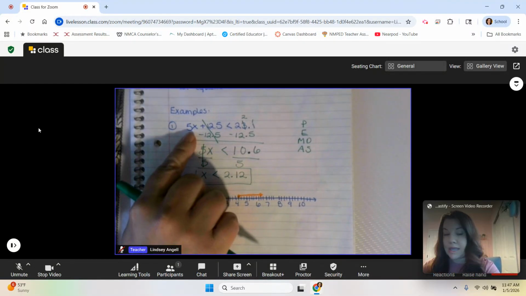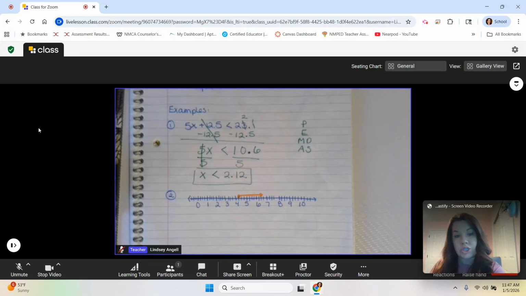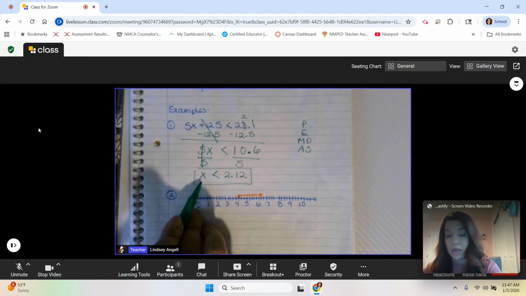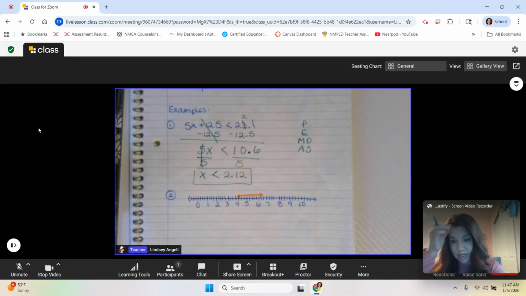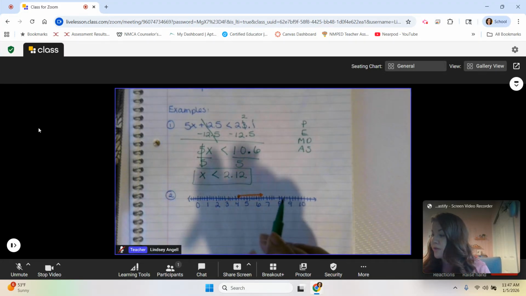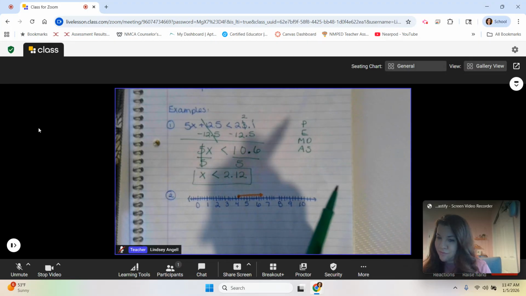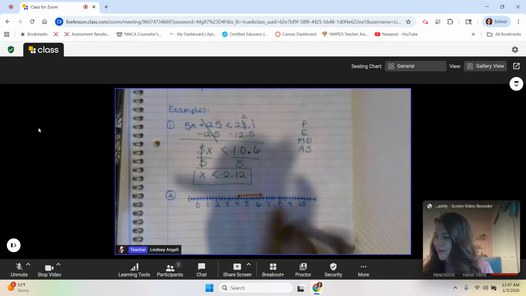You can plug it back into the original equation, check your work. Does it come out as true? Okay, and go from there. So to do that, you would choose a number that is less than 2 and 12/100ths. You could just do the number 2, all right, and see what you come up with. Let's go. We'll just do that real quick. I should do that for you, right?